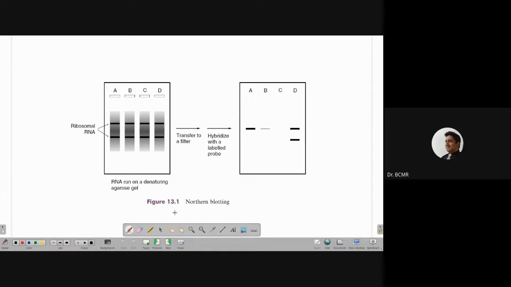So the simplest one is Northern blot. We take the total RNA, and when you run the total RNA, you will usually find a smear-like thing, and you will find 2 or 3 distinct bands. These belong to the ribosomal RNA, because ribosomes are the largest in number.